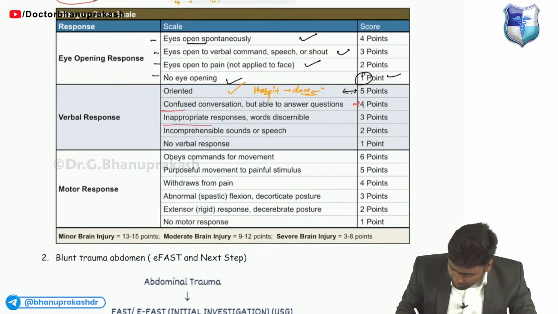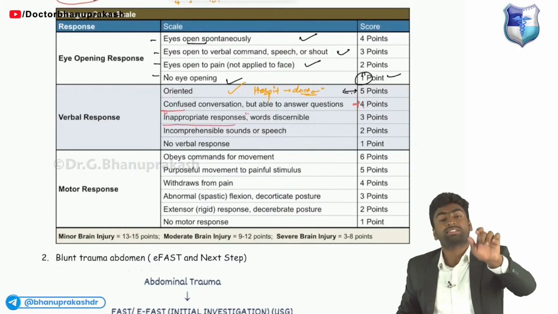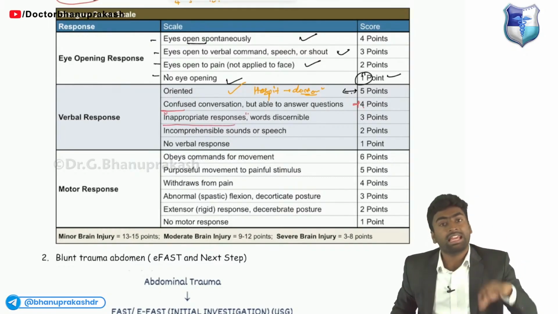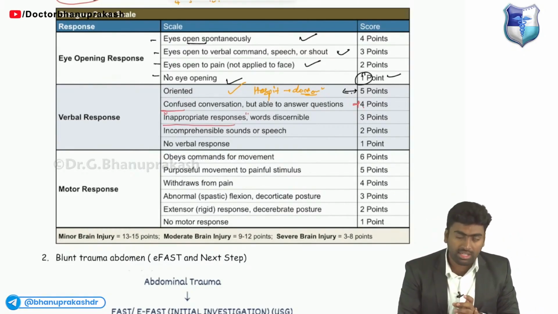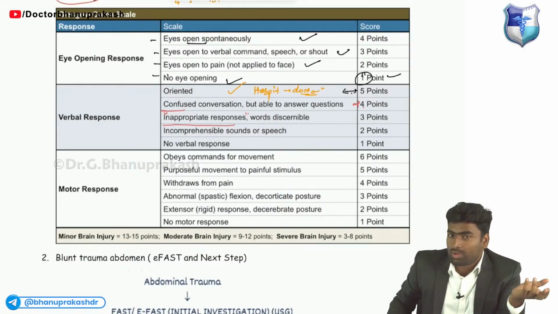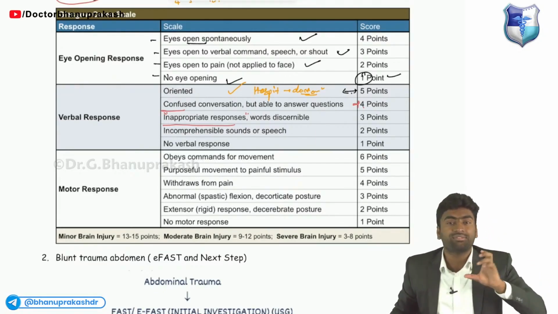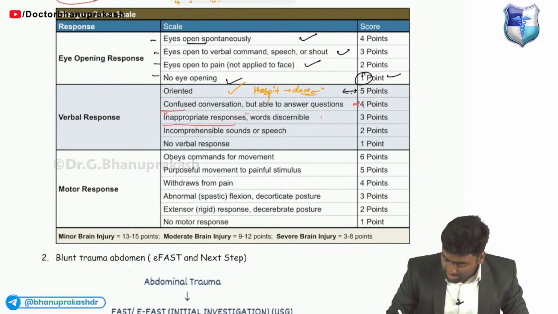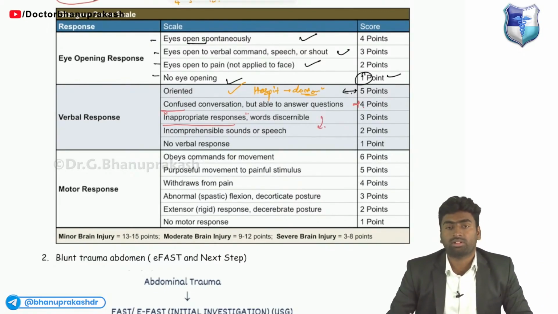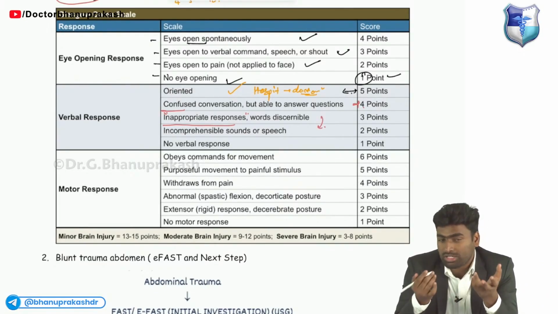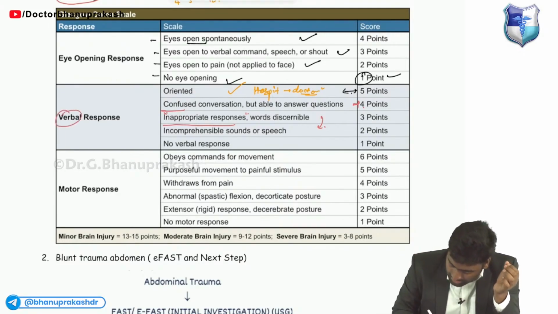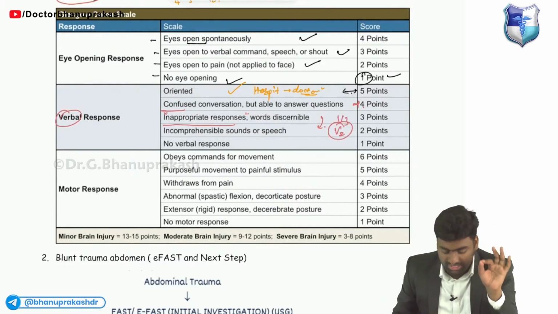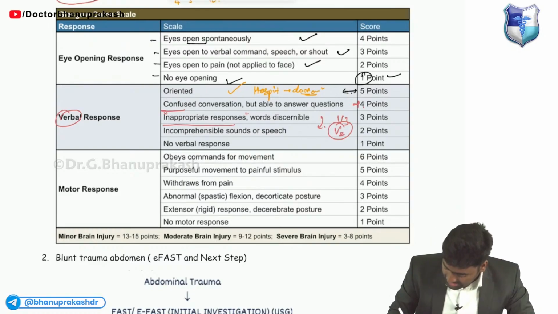Next, it is inappropriate responses. First is inappropriate words, followed by sounds. Whatever you ask, he will answer irrelevantly, but he will say some words inappropriately. If it is words, then it is V3. If it is just sounds, it is V2. If it is no response, it is V1.